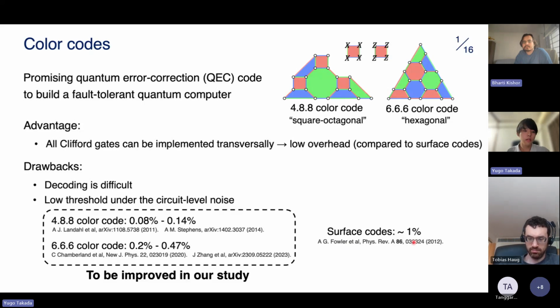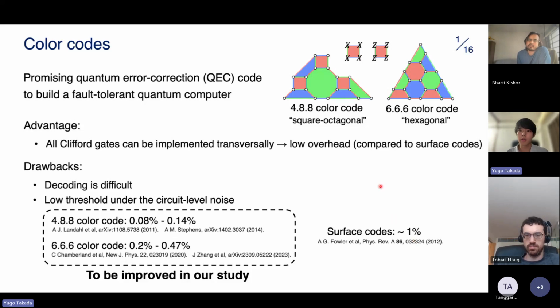Sorry, so why is decoding difficult for color codes compared to surface codes? You mentioned that the drawback is that decoding is difficult, right? So what is the intuition? Like, why is decoding difficult for color codes as compared to, let's say, surface codes? Okay, thank you for the question.